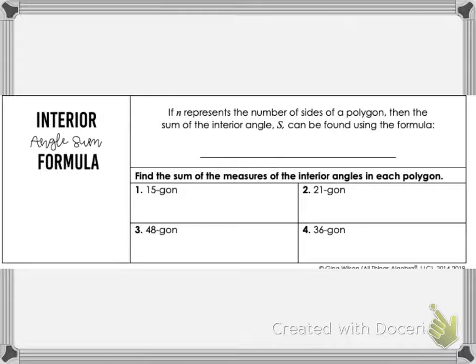Okay, if n represents the number of sides of a polygon, then, this is the same thing we just talked about. If n's the number of sides, the sum of the interior angles of a polygon can be found by doing n minus 2 times 180.